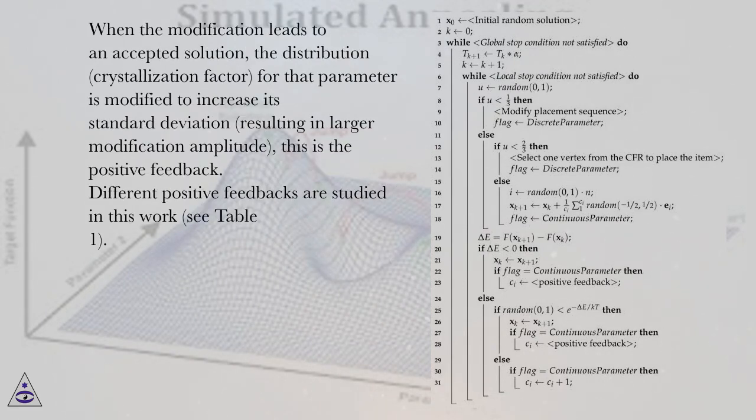When the modification leads to an accepted solution, the distribution, crystallization factor, for that parameter is modified to increase its standard deviation, resulting in larger modification amplitude. This is the positive feedback. Different positive feedbacks are studied in this work, see Table 1.